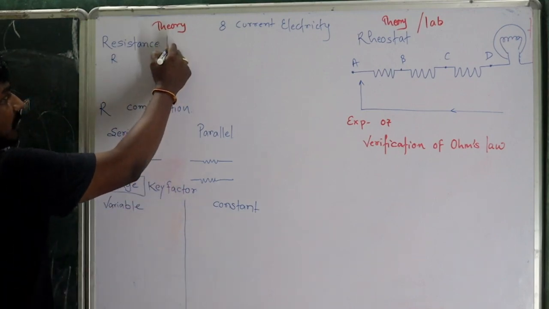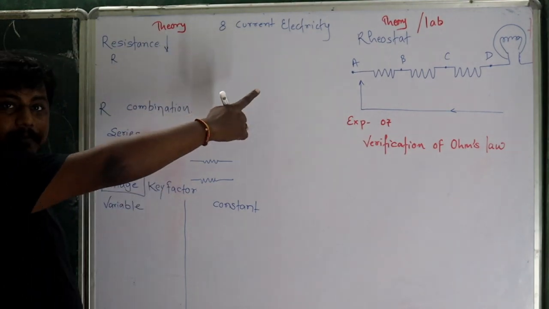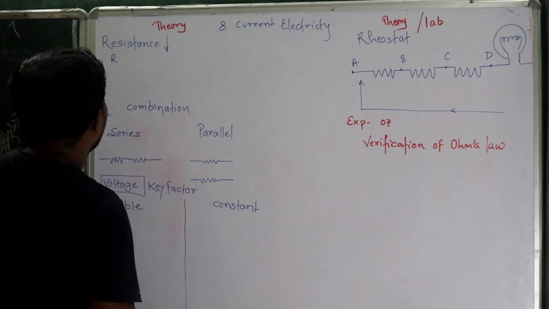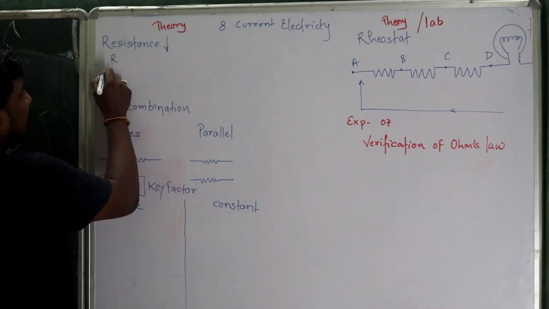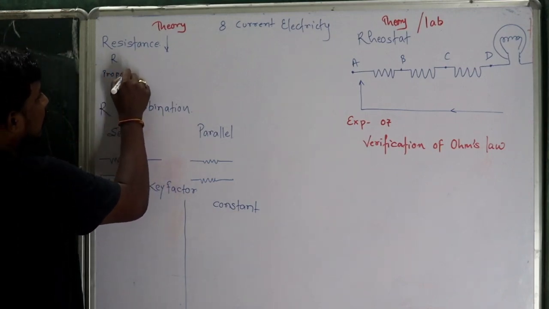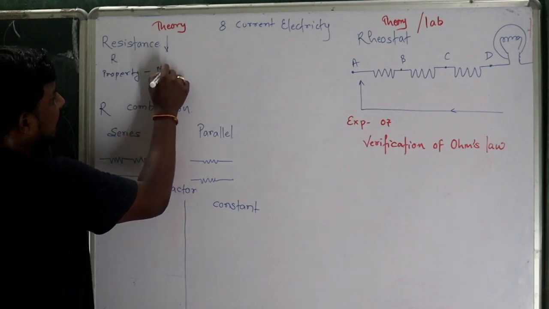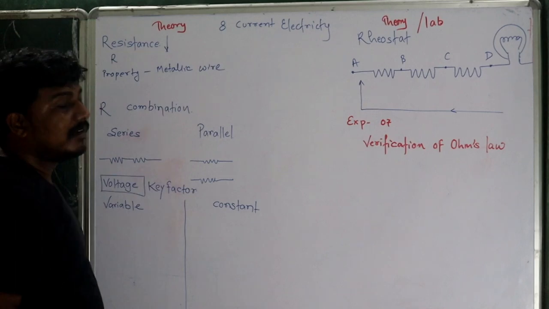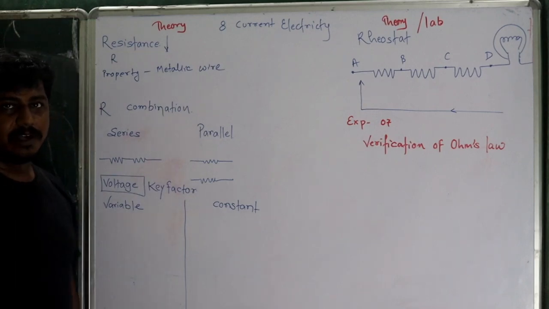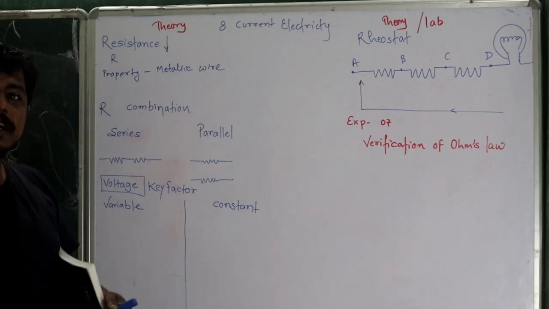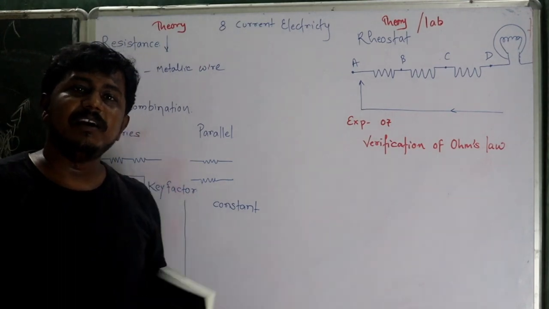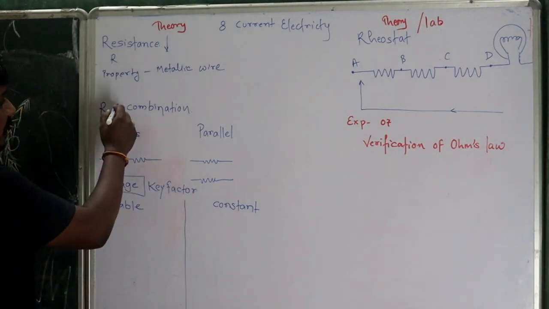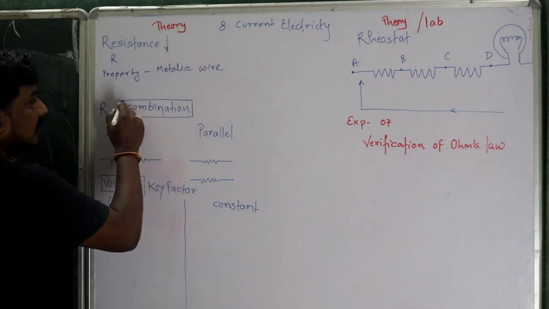Now in theory we will discuss first, then we will see the lab portion also, experiment 7, which is given as the Ohm's experiment. Resistance is one of the properties of every metallic wire. If there is a metal, then of course there will be conductivity as well as resistance. Now the next topic is combination of resistance.